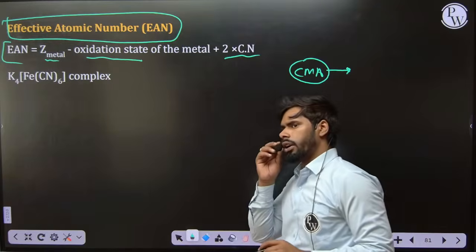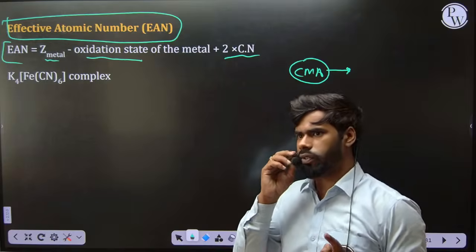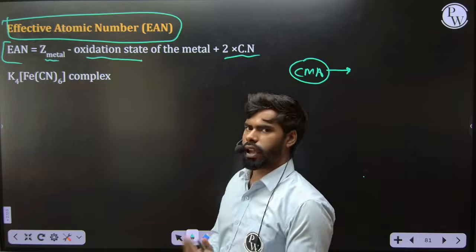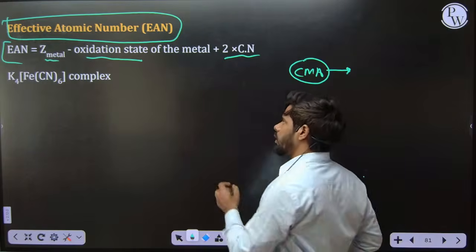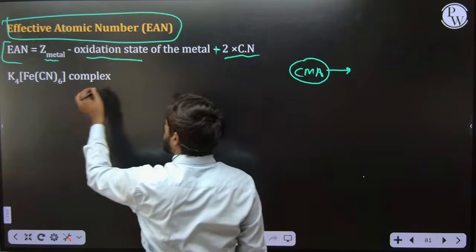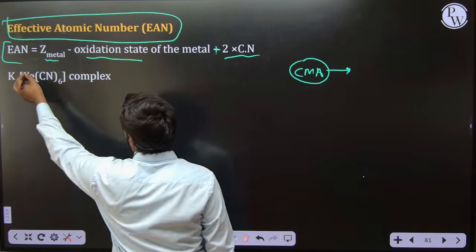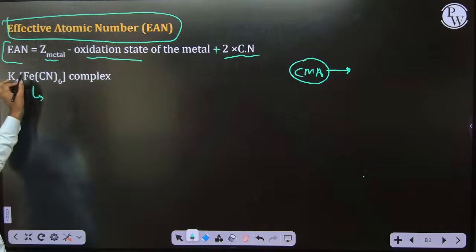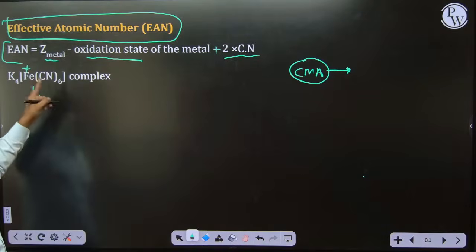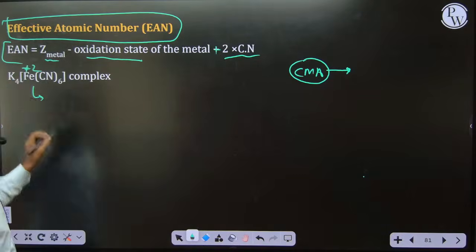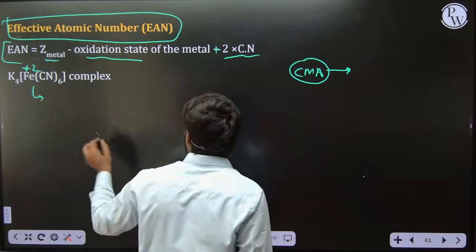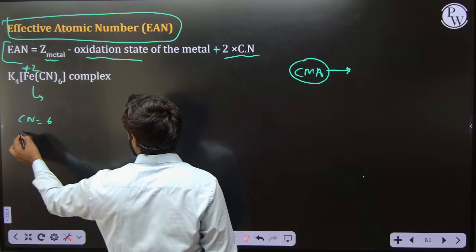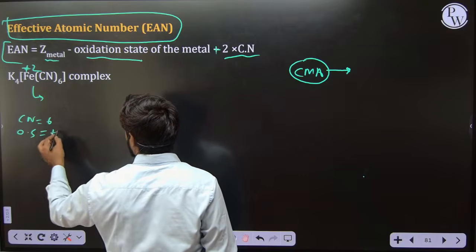If the coordination number is 1, it means one coordinate bond is formed, so it is giving 2 electrons to the metal. That's why it is plus 2 into the coordination number. First of all, we find the oxidation state of this coordination complex, which is 4 minus, that means it is 2 plus. The coordination number of this is 6. The oxidation state of the complex is plus 2.